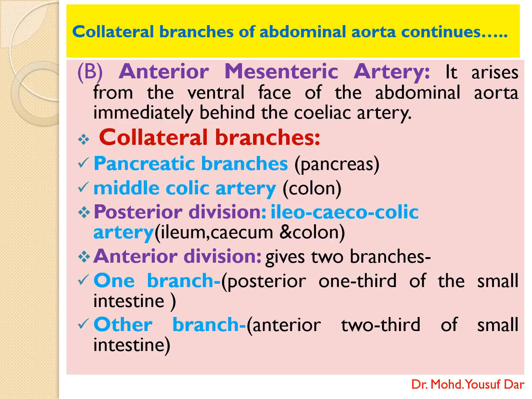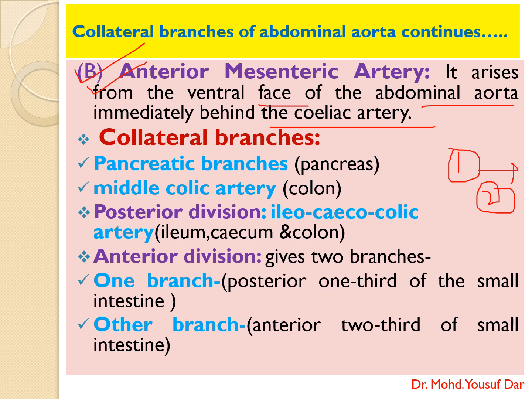Now the second collateral branch of the abdominal aorta is the anterior mesenteric artery. The anterior mesenteric artery arises from the ventral face of the abdominal aorta immediately behind the celiac artery. The first artery that arises from the abdominal aorta was the celiac artery, and then immediately behind the celiac artery is the anterior mesenteric artery.